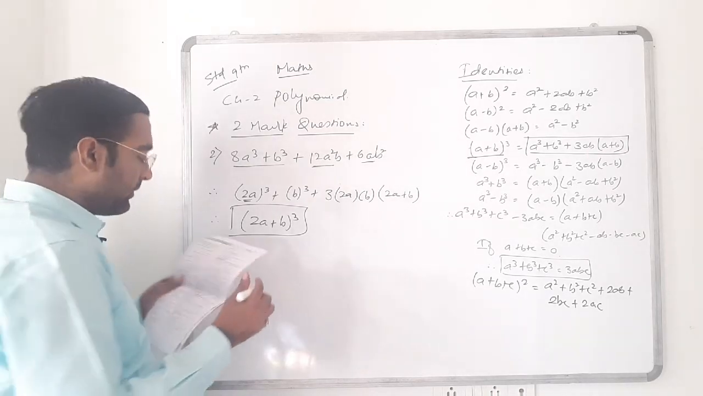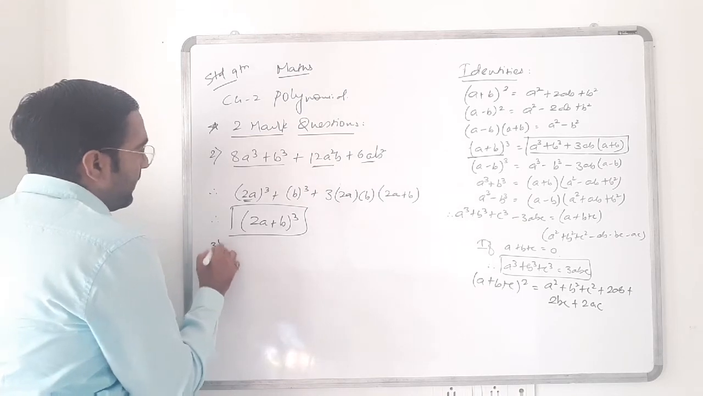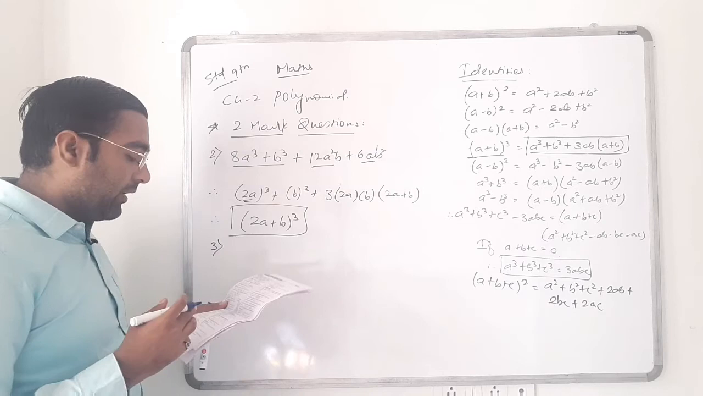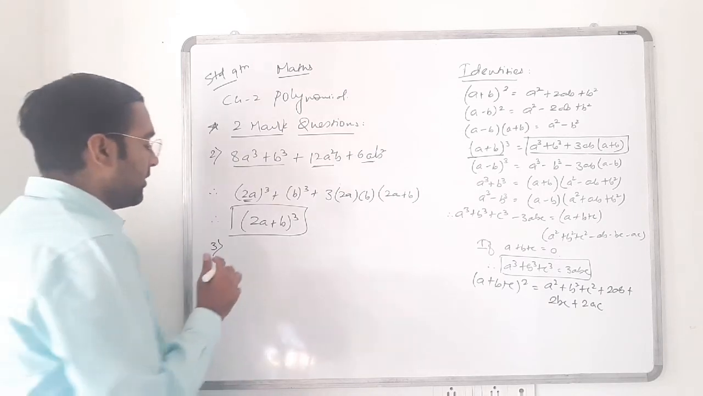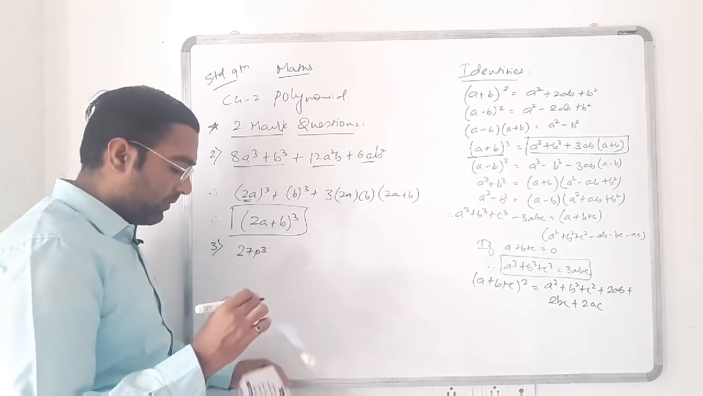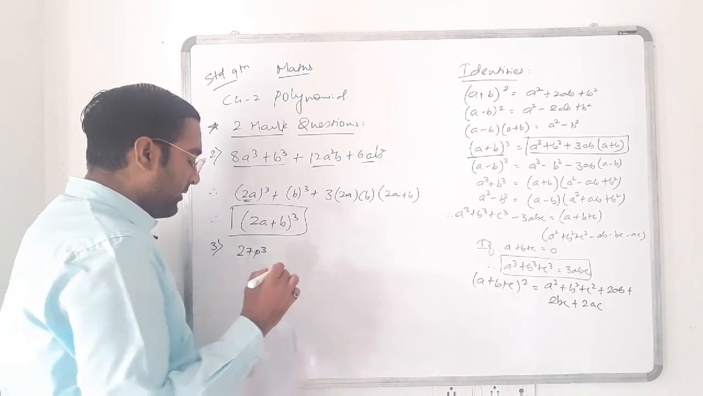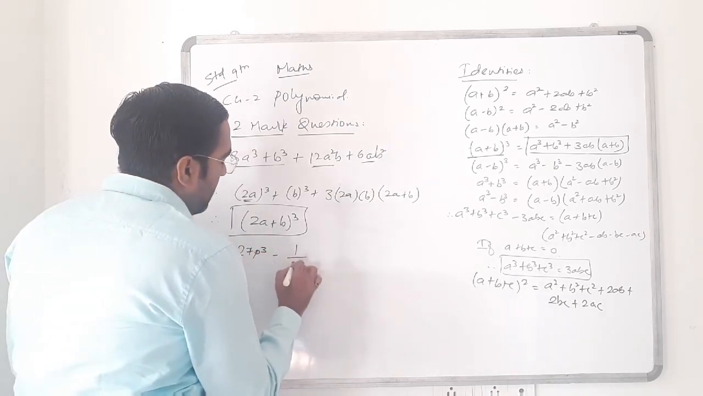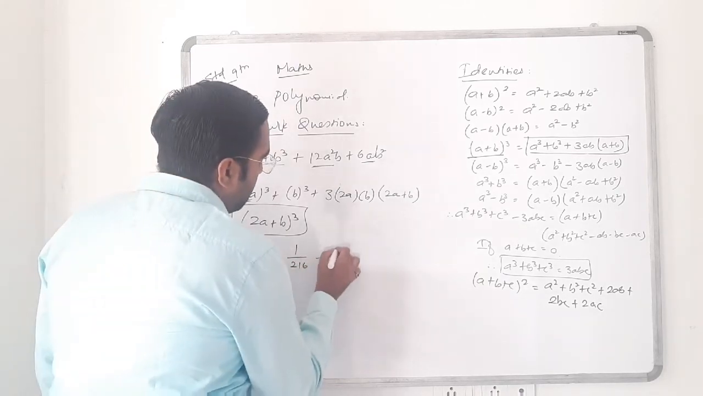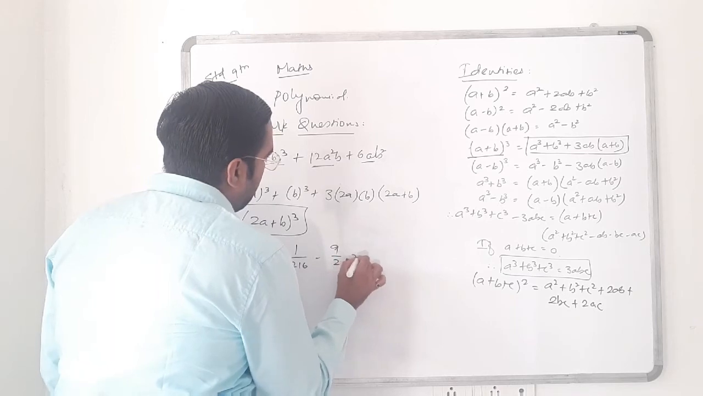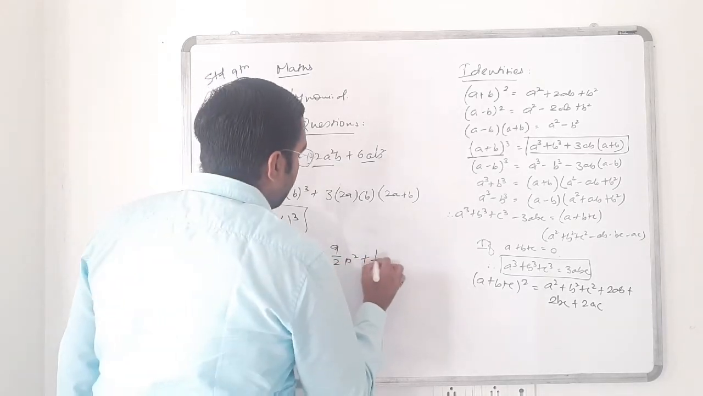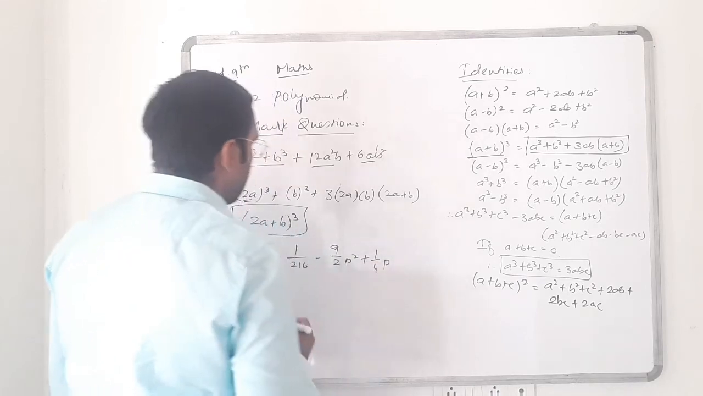Next one, the third one, follows the same identity that we are following. That will be 27p cube minus 1 upon 216 minus 9 by 2 p square plus 1 by 4 p. Clear?